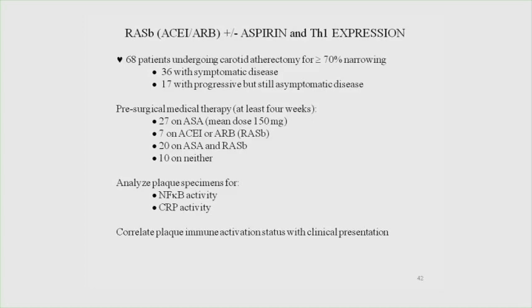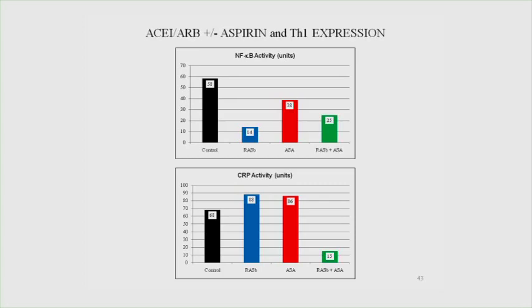Now, they looked at their medical therapy over the 4 weeks preceding the atherectomy. 27 were on aspirin, 7 were on an ACE inhibitor and ARB, 20 were on both, 10 were on neither. You're going to analyze plaque specimens for nuclear factor kappa beta activity, CRP activity, correlate these markers of plaque immune activation with their clinical presentation and whether they took aspirin or a renin-angiotensin II system blocker.